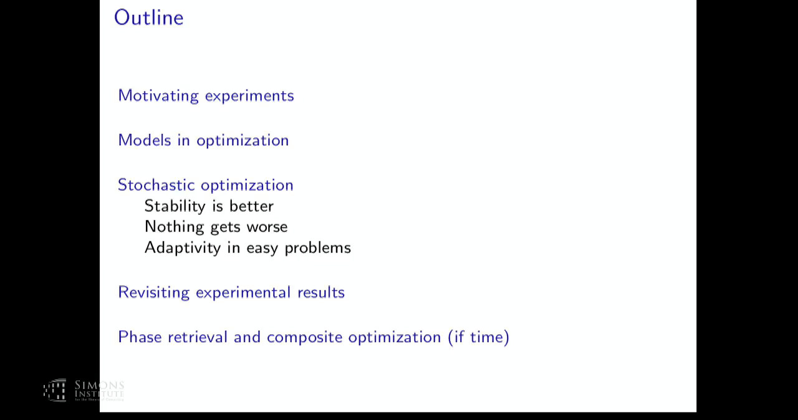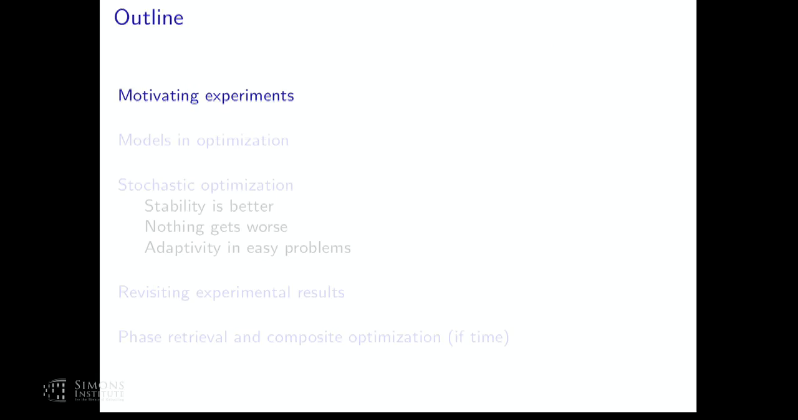After that, I'm going to talk about models in optimization, what I mean by that. And then I'm going to try to make tangential connections to the broader theme of this workshop, robustness, by telling you about stability and robustness in stochastic optimization problems and adaptivity to easy problems. That's what I'll mean by robustness. We'll talk about some more experimental results, and then if there's time, we might talk about some extensions of this work to relaxations of convex problems.